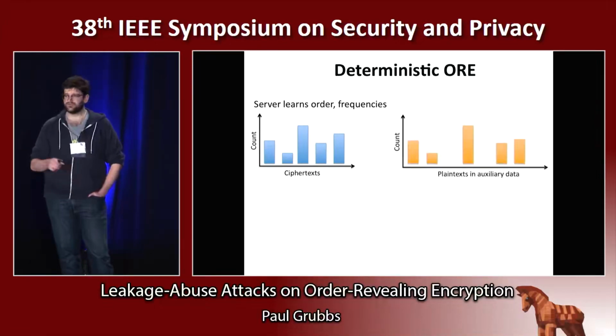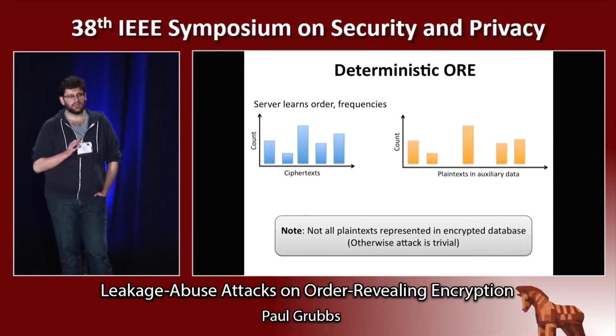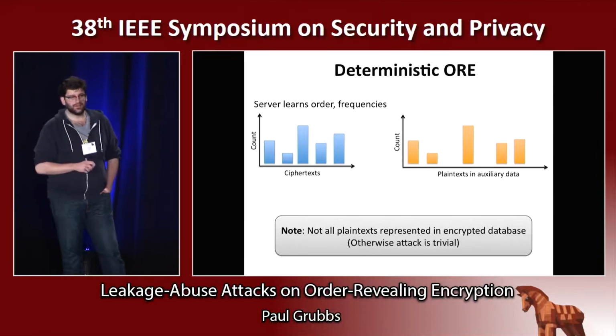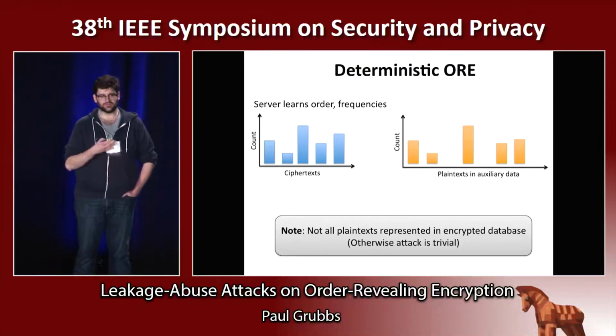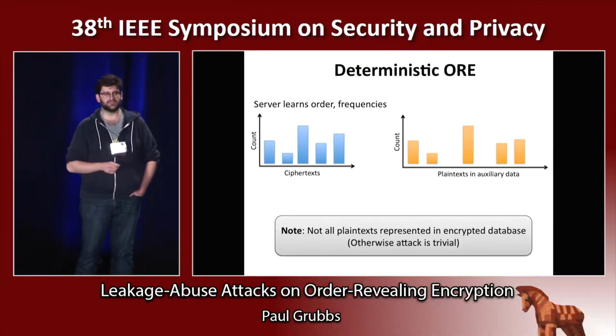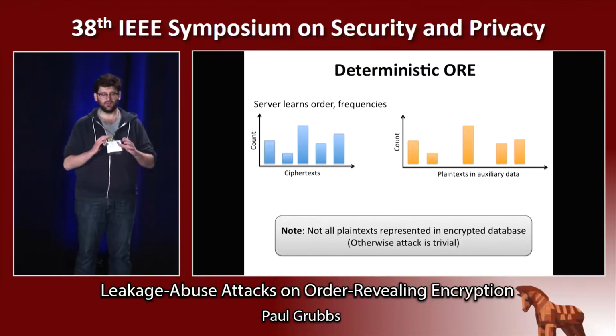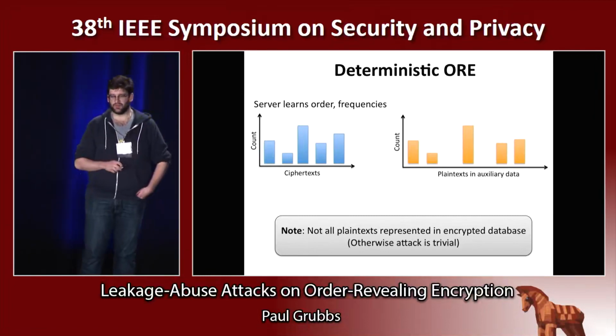In our attack, we're also going to take our auxiliary data, which is kind of a model of the plaintext distribution. Note that in these attacks, not all plaintexts are encrypted in the database. If this were true, it would be trivial to recover all the plaintexts in the database by just sorting the ciphertext and the auxiliary data, and just matching equal rank elements in this list. And this is basically pointed out by prior work.